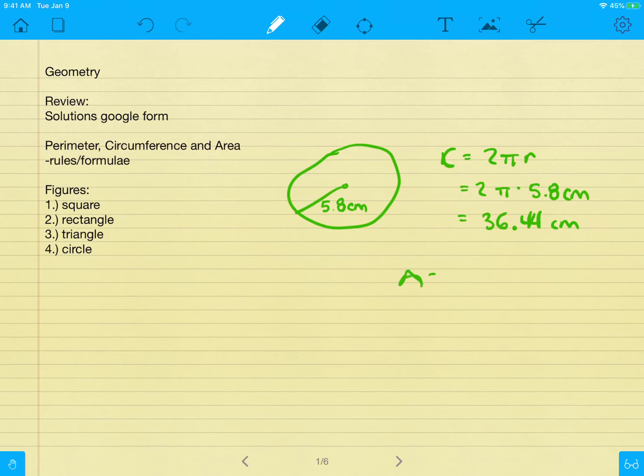And then for area, it's pi r squared. So I have to take the 5.8 centimeters, square it, and then take it times pi. So 5.8 times 5.8 times pi, I get 105.68 centimeters squared. So there's your area. That's how many little square tiles fit in the inside.